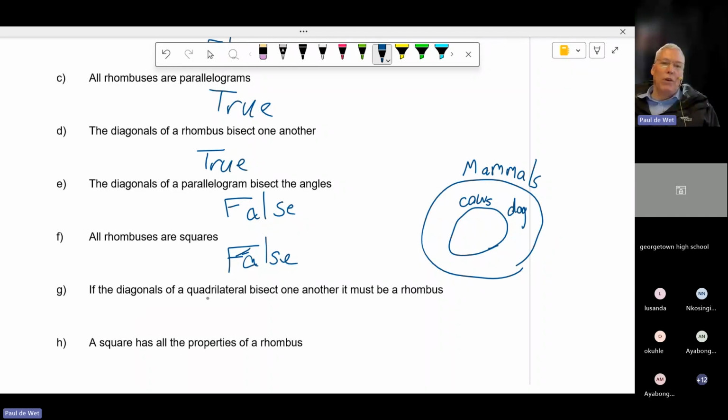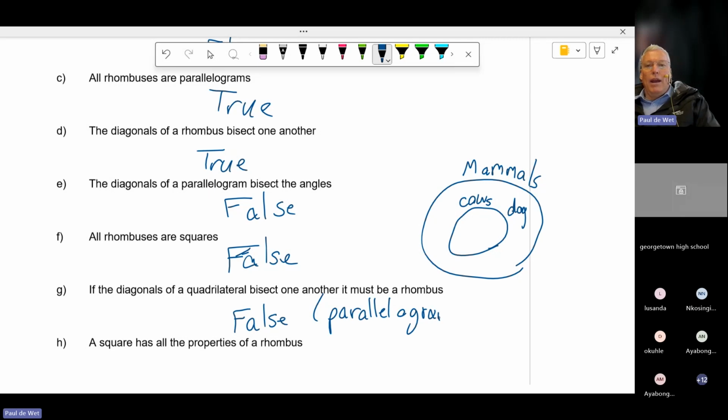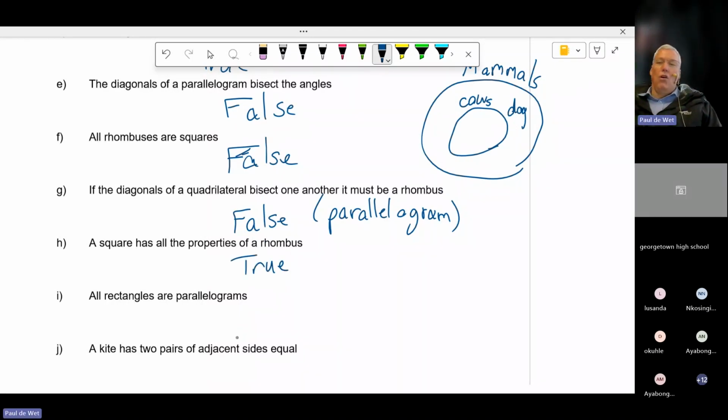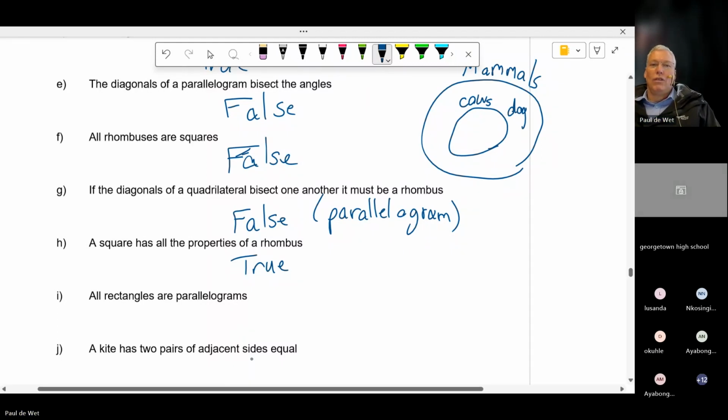If the diagonals of a quadrilateral bisect one another, it must be a rhombus. True or false? False. Guys, it must be a parallelogram. If the diagonals bisect, it will be a parallelogram. A square has all the properties of a rhombus. True. All rectangles are parallelograms. Guys, all rectangles are parallelograms. True.